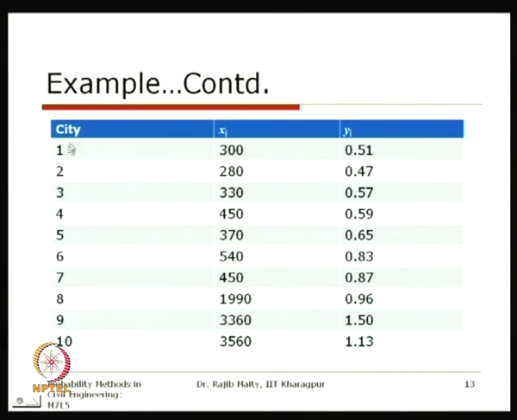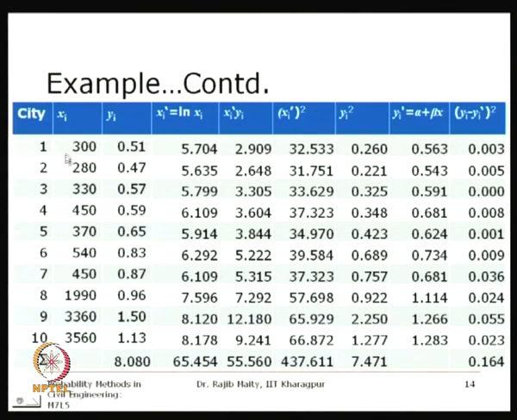Here there are 10 cities. xi is the population in thousands, and yi, in hundreds, is the all-day parking cost. With these two data, we first convert the input xi through the natural log to get this expression. Using this as the input, we have to model yi.